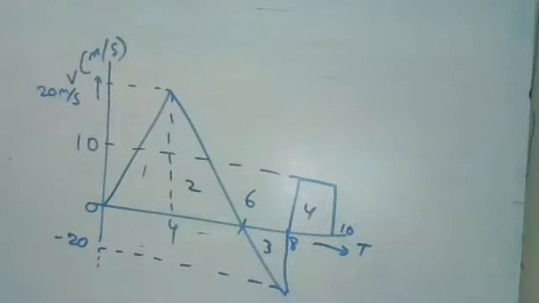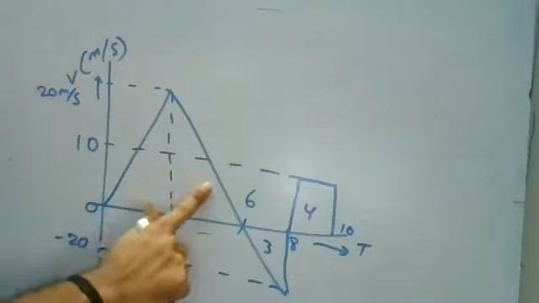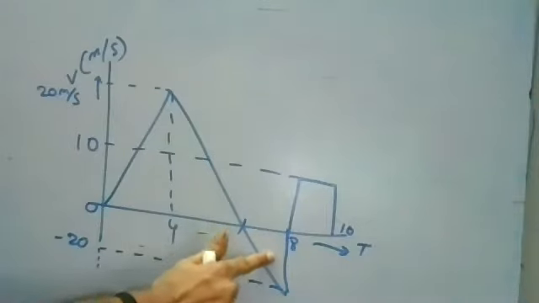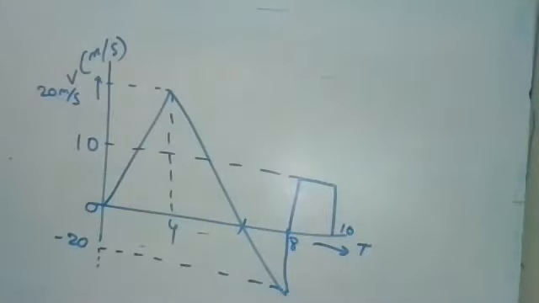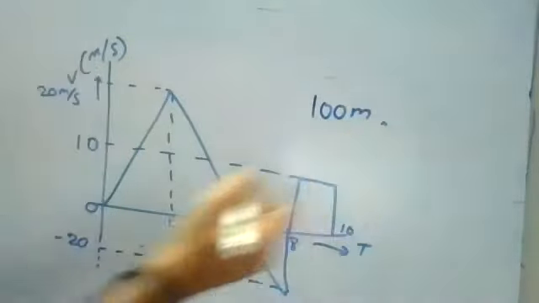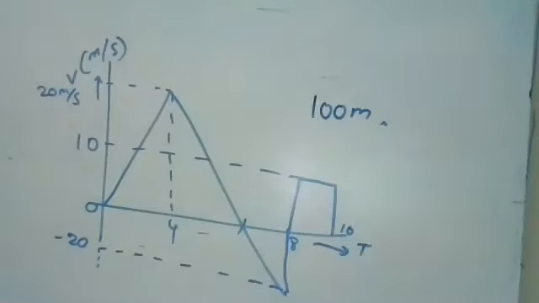Just try to find the distance for this graph for the total time period of 0 to 10 seconds. Add the 4 areas and we will get the answer. So the answer for the distance is around 100 meters. Remember, it is around 100 meters. Just try it.